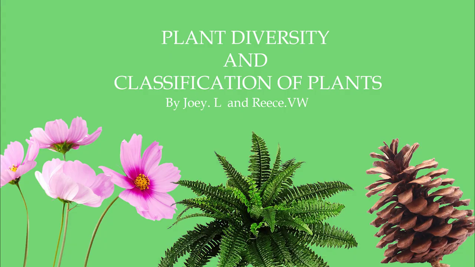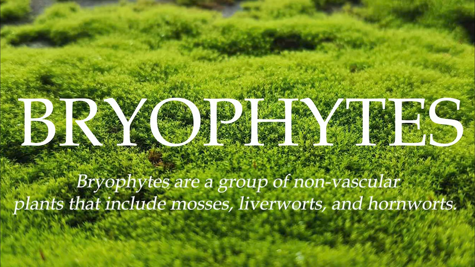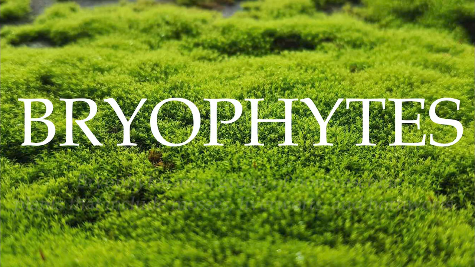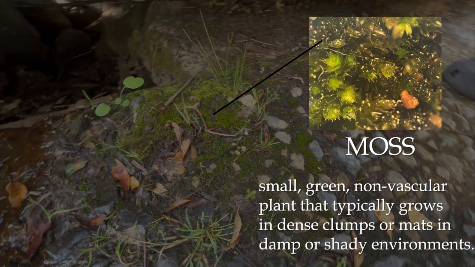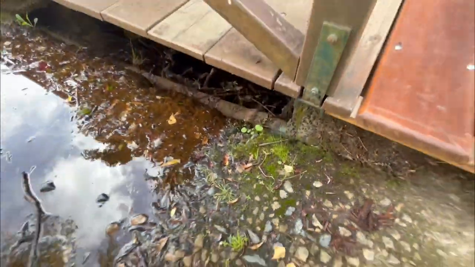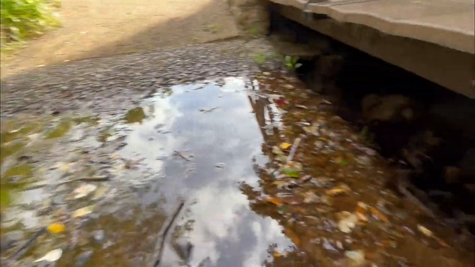Sit tight as we delve deep into the wonderful world of plants. Starting with bryophytes, which include mosses, liverworts, and hornworts, are non-vascular plants commonly found in damp and shaded environments, such as forests and along stream banks. They lack specialized vascular tissue for conducting water and nutrients, relying on moisture for reproduction and survival.